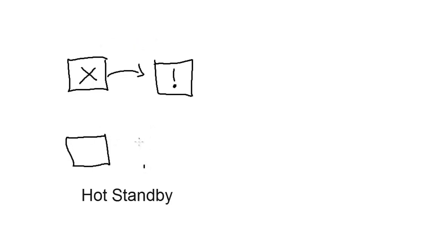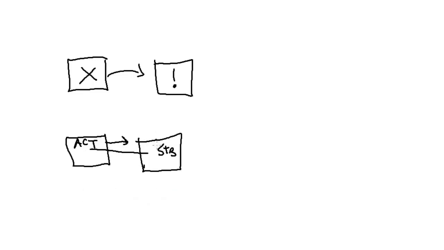Hot standby is when we have two platforms that are deployed in a failover topology. When the second platform is in standby, it receives from the active platform all subscriber state updates and keepalive messages. So the standby platform is ready to take over immediately.